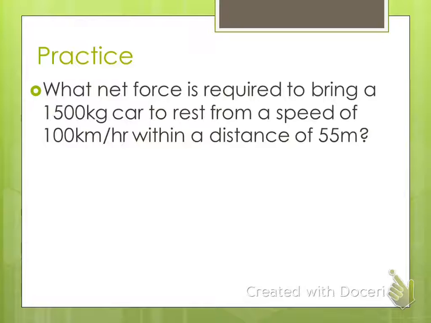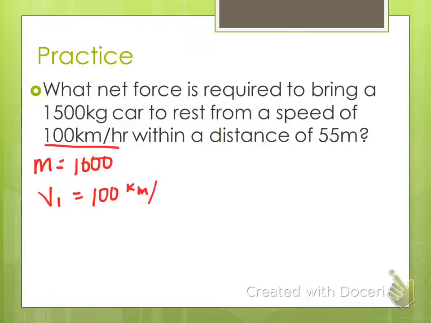A couple different things here. We have our mass, which is good. We need that. Mass is 1,500. We said our velocity initial is 100 kilometers per hour, which won't do us a whole lot of good. Our distance final is 55. And what is our velocity final? 0. So we have to solve for acceleration first. We can't solve for net force without acceleration, and we have to solve for acceleration first using our kinematics equation.